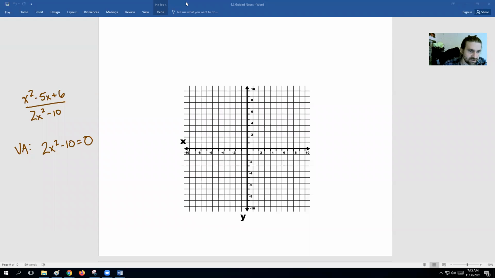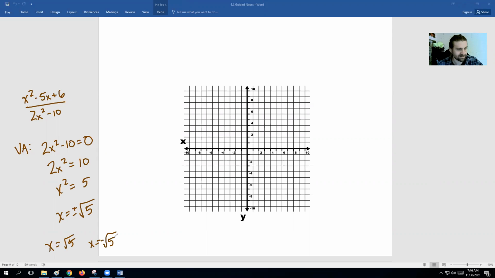We set the bottom equal to 0, and we're going to just solve this for x. So we'll add the 10 over and divide by 2. That'd be 5. And when we take the square root, we just get square root of 5, which doesn't come out nice. So we got a positive square root of 5. We also have a negative square root of 5.